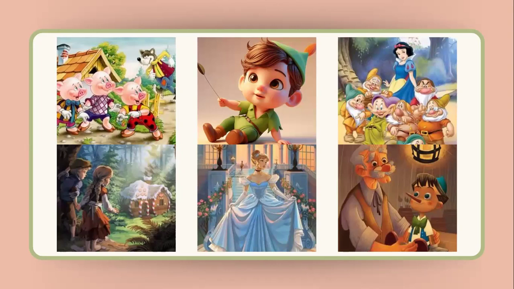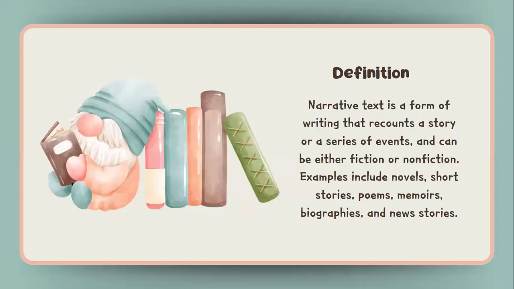The next slide is the examples from overseas. Three Little Pigs and a Wolf. The next is Peter Pan. And then Snow White, the famous one. And then Hansel and Gretel with the cake house. Have you ever heard about that? And Cinderella, of course. Everyone in this world knows about this story. And the last is Pinocchio, but it's not actually the last because there are a lot of other examples of narrative text from overseas. Let's go to the next slide.